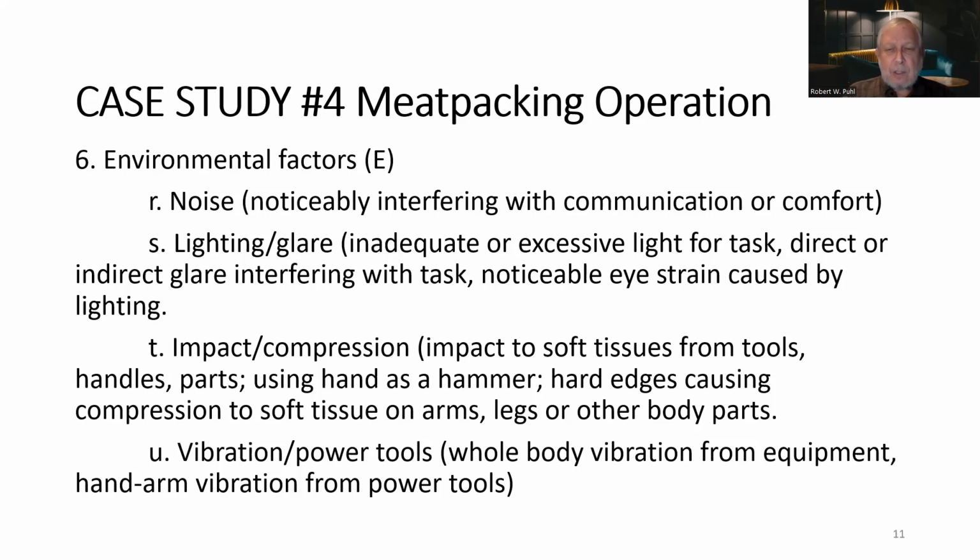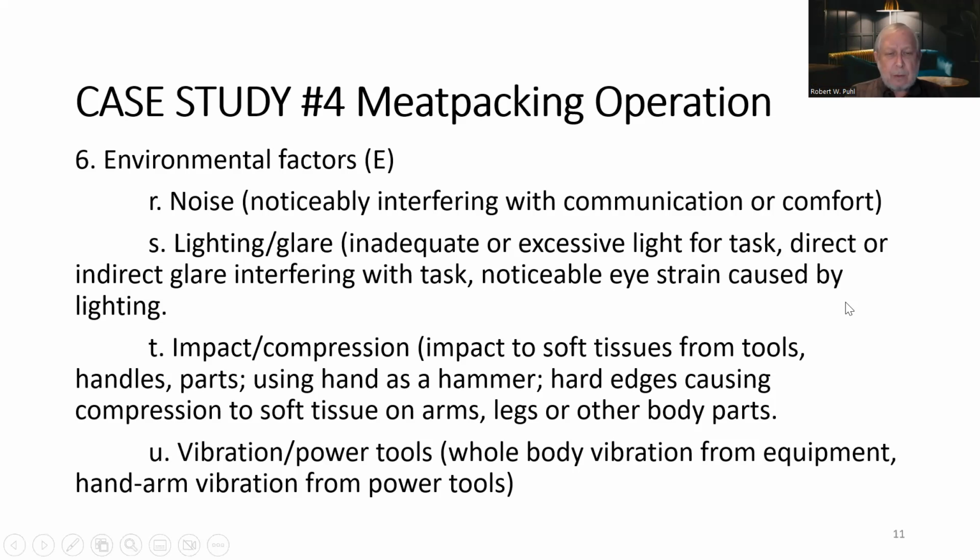Impact compression: impact to soft tissues from tools, handles, parts. Using your hand as a hammer, that's not a good idea. Hard edges causing compression to soft tissue on arms, legs, or other body parts. A real common one is your forearm on the edge of a table. That's usually for working at a bench. If you're sitting at a desk, that's usually not so much. But if you're at a lab with a high bench and you have your arm against the corner of it, that's not very good. That's what they're talking about here: impact or compression. And again, I like how they put these things together in a sensible way.